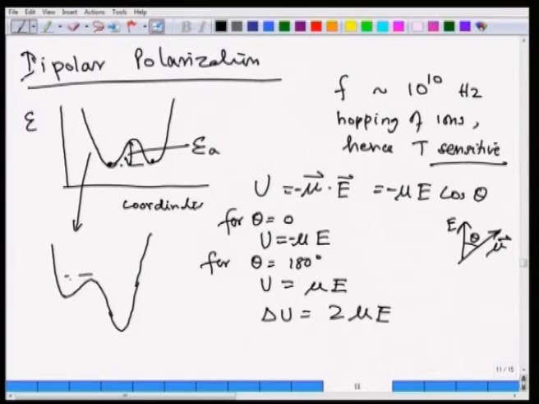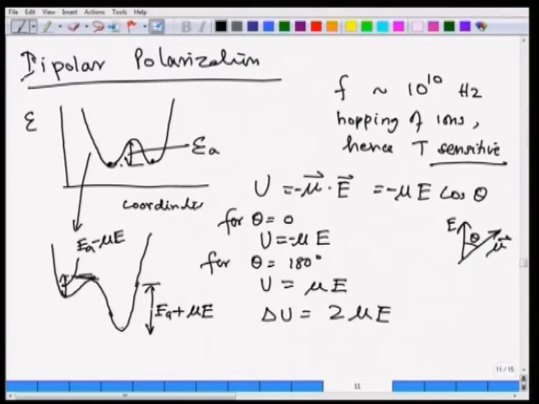That is, this barrier reduces by the amount E_A minus mu E, whereas this barrier increases to E_A plus mu E. Now, if you look at this picture, when I had applied no electric field between two polarization directions, there is equal probability of ions hopping from here to here or hopping from here to here. The rate at which ions hop from here to here would be the same as the rate at which ions hop from here to here, and there will be no net polarization.